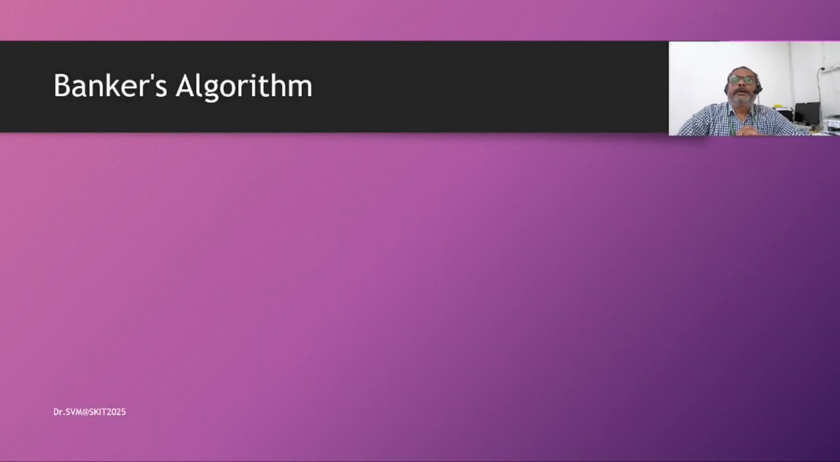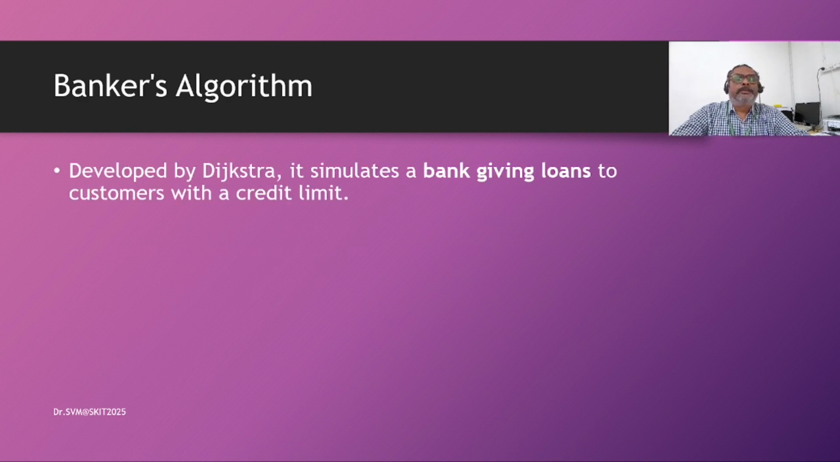Hi friends, now let's get into an algorithm that checks whether the situation gets into deadlock or not before allocating any resource to any process. That is what we call the Banker's Algorithm. This was developed by Dijkstra.